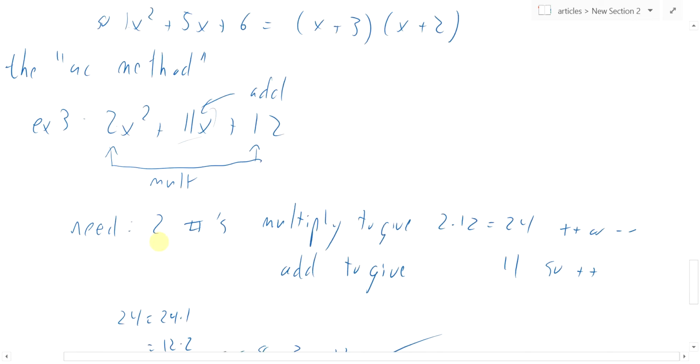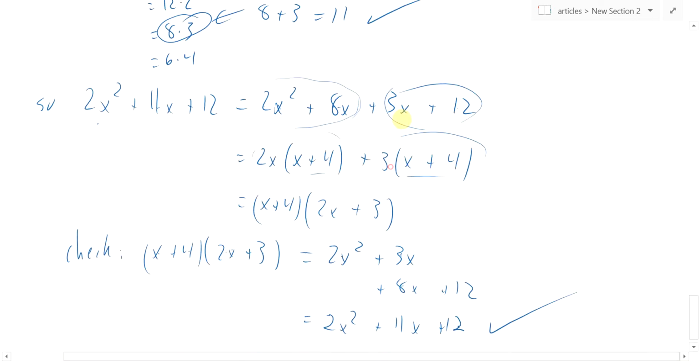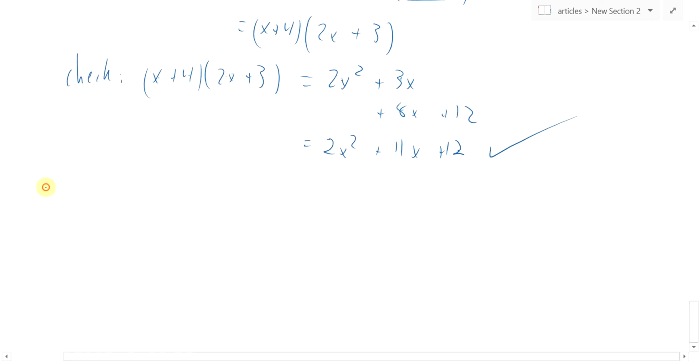So let's see what example I'm at now. Example 4. God, my x's are just really sloppy today. Example 4.